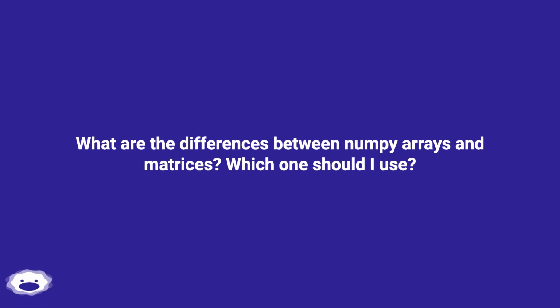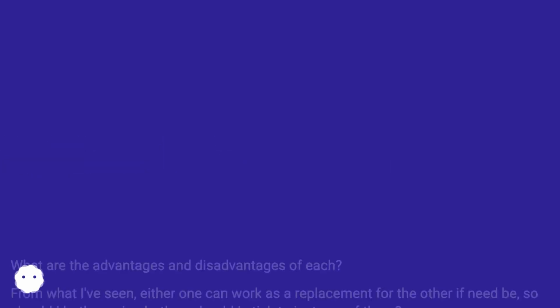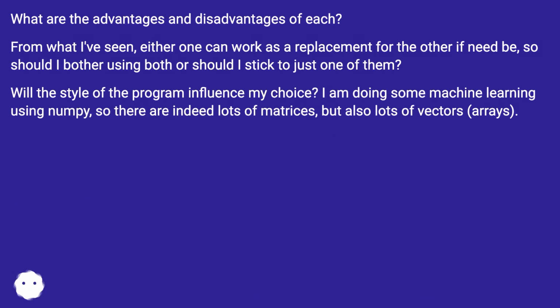What are the differences between Numpy arrays and matrices? Which one should I use? What are the advantages and disadvantages of each? From what I've seen, either one can work as a replacement for the other if need be, so should I bother using both or should I stick to just one of them? Will the style of the program influence my choice?